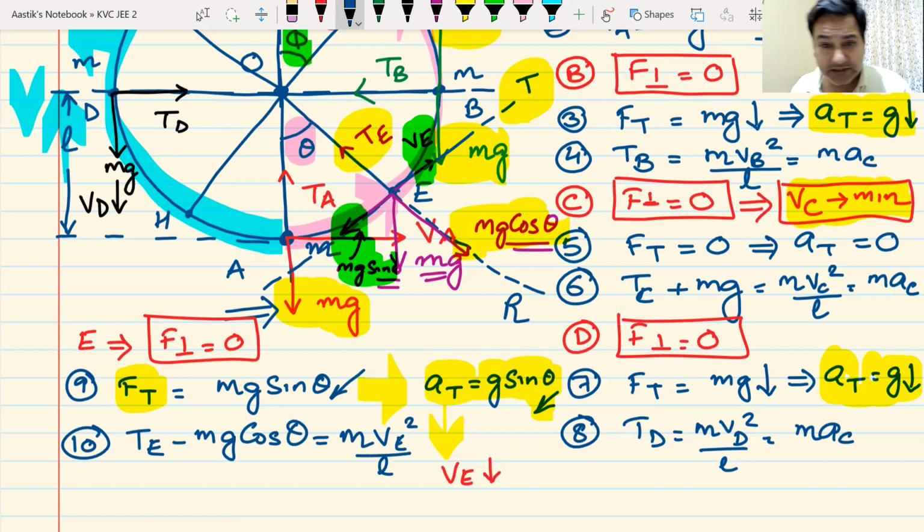Everyone got this equation? Can I have some raised hands that we got this equation? Very good. Well done. Now only one thing remains, and let us get it out of the system as well.